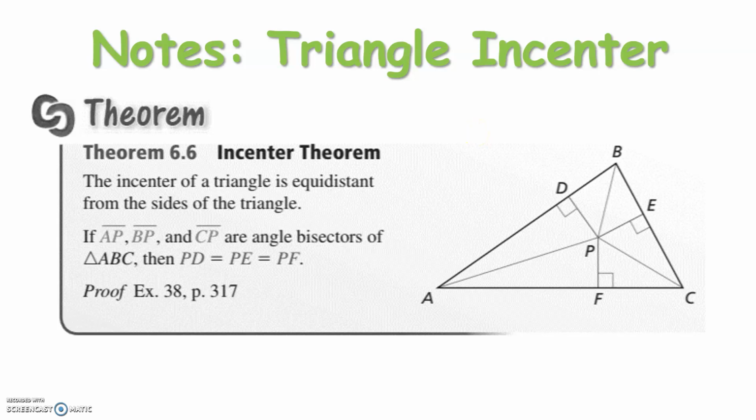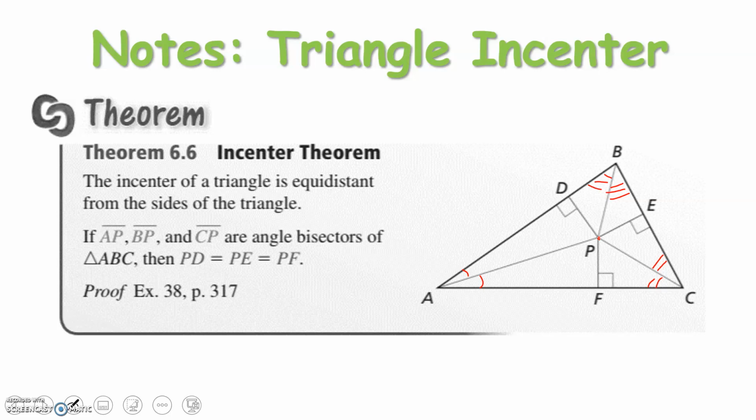And theorem 6.6, the incenter theorem, says this. The incenter of a triangle, that's this point right here, is created by angle bisectors. So basically what happens, and we'll see this construction hopefully tomorrow, is we bisect each of the angles, right? So these are congruent. And then they intersect at a single point, and that point there, P, is called the incenter.